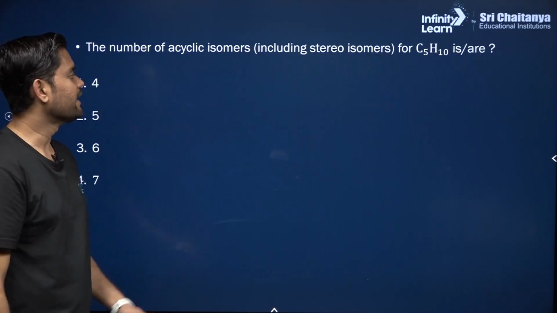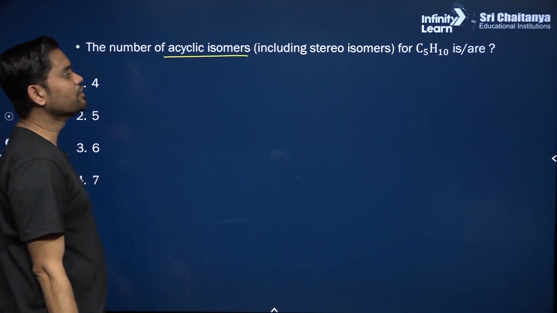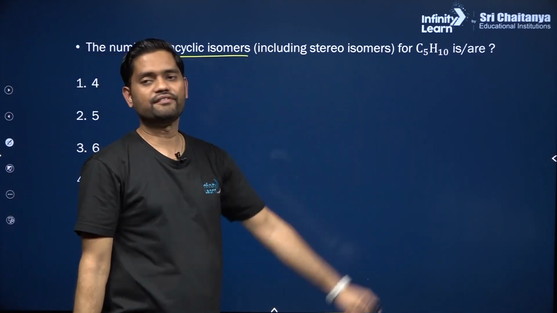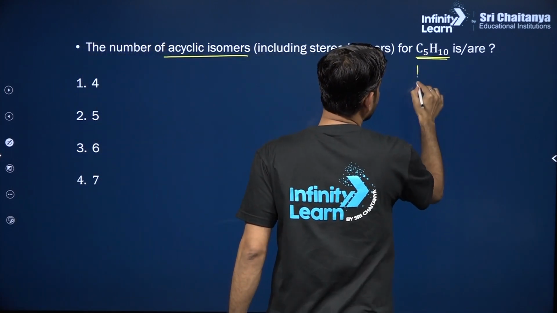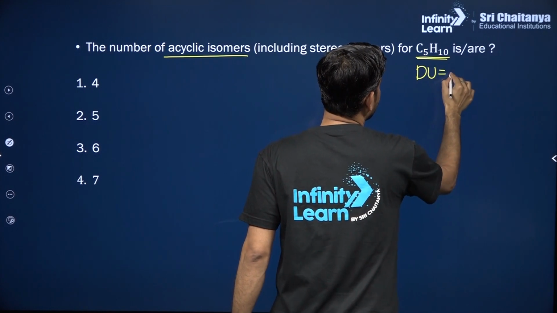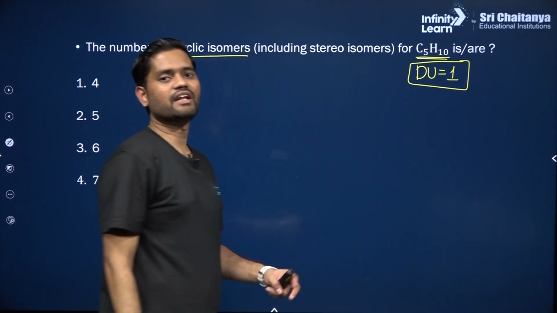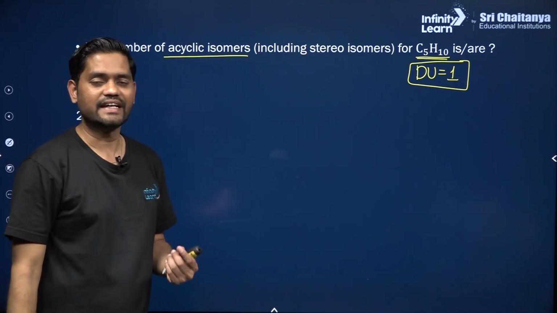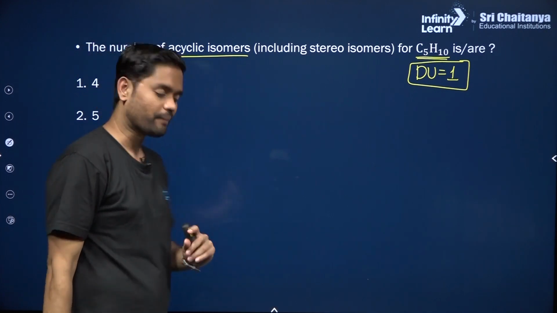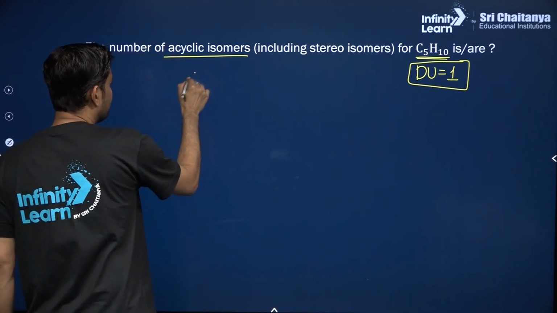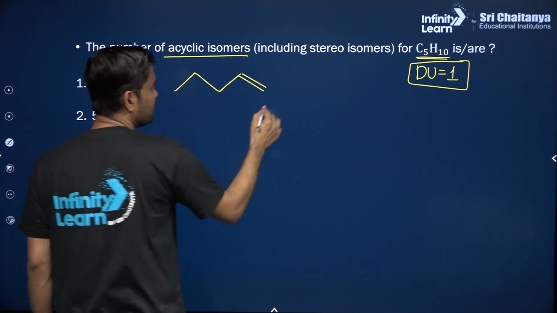Okay, next, the number of acyclic isomers including stereoisomers for C5H10. Okay, talking about this C5H10, its degree of unsaturation, if you calculate, it comes out to be 1. 1 means what? Either it will have a pi bond or a cyclic chain, but they have said acyclic. Acyclic means what? There should not be any ring. Okay, so let's start. The first isomer that you can draw is this: 5 carbon atoms with a double bond, pent-1-ene.